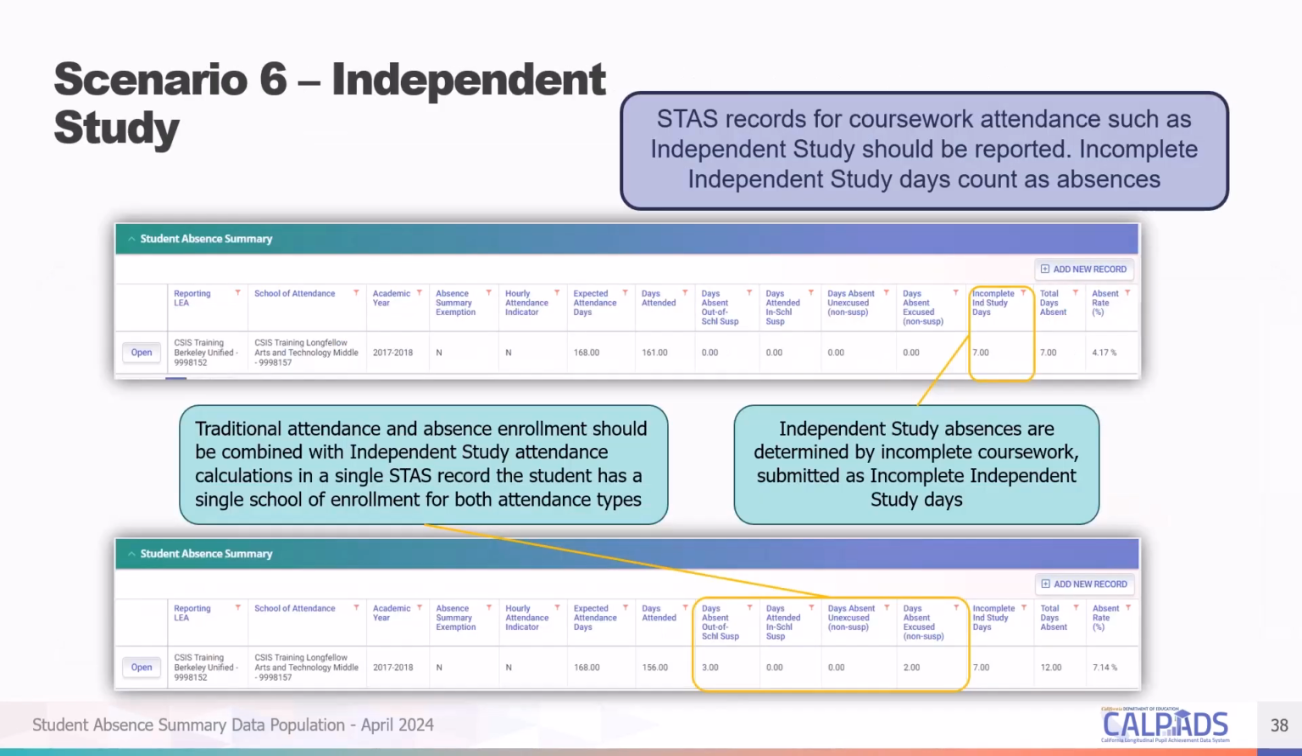This scenario shows a student who is in both a traditional school and an independent study. For students that are in both traditional schools and independent study over the course of the year, the STAS record will include absence information for traditional schools and incomplete study days for independent study. You report both traditional and independent study absence information in the same STAS record.